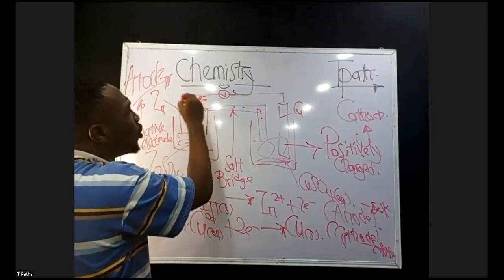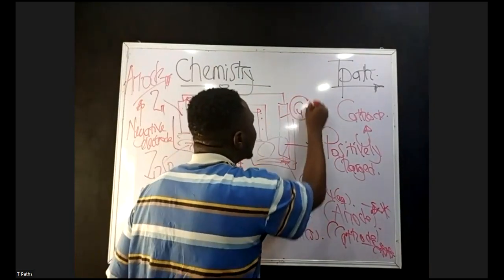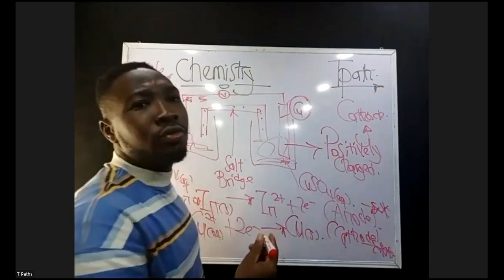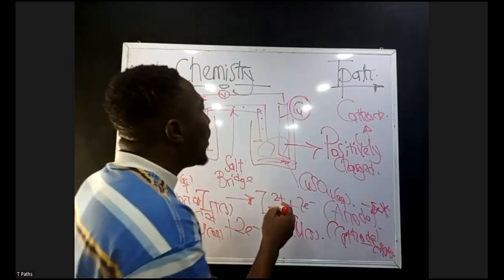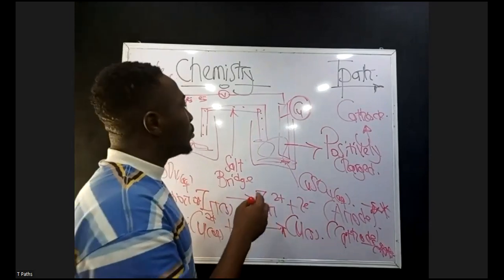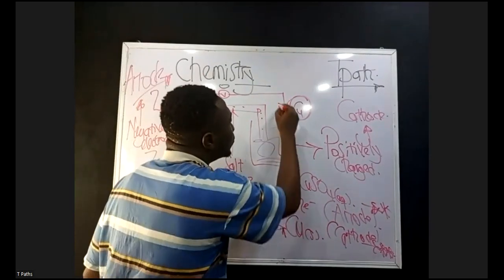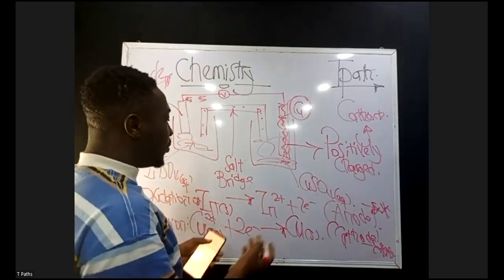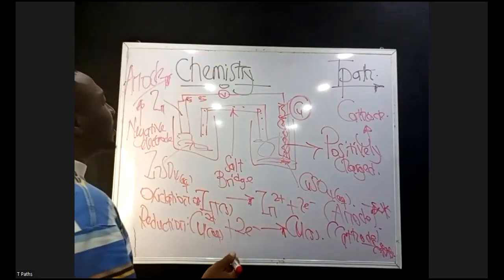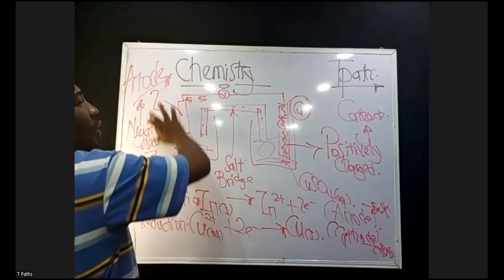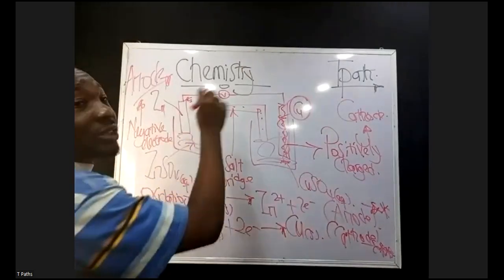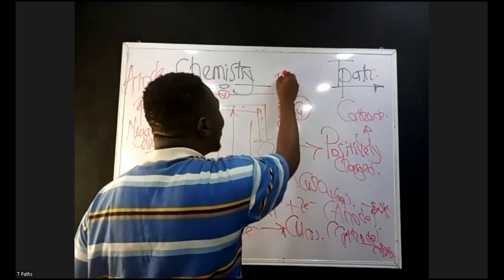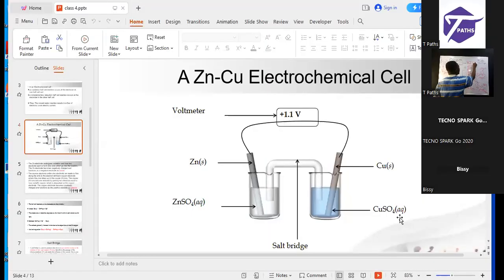If zinc loses 2 electrons, copper gains these electrons. And when they gain these electrons, copper is deposited on this cathode. And that is what is making more sense here. We can now see that what is going on is what they call a redox reaction: simultaneous reduction and oxidation going on in this process.